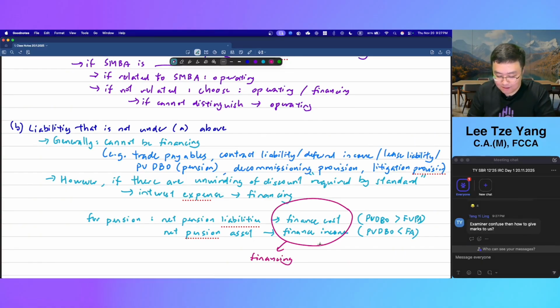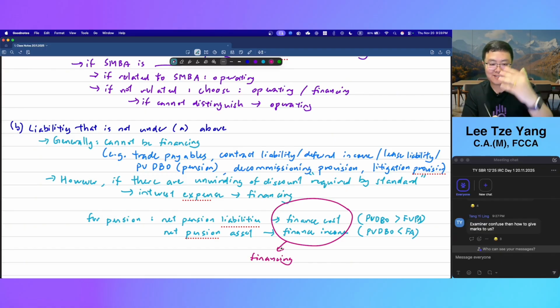For pension, the standard actually makes it clear, whether it is expense or income, it can be under financing. Okay? Don't worry, the examiner will not ask you the confusing one. The examiner will only ask you the not confusing one. What I tell you here is the one that we already can understand. There's no argument. That's the reason why I talk about this.